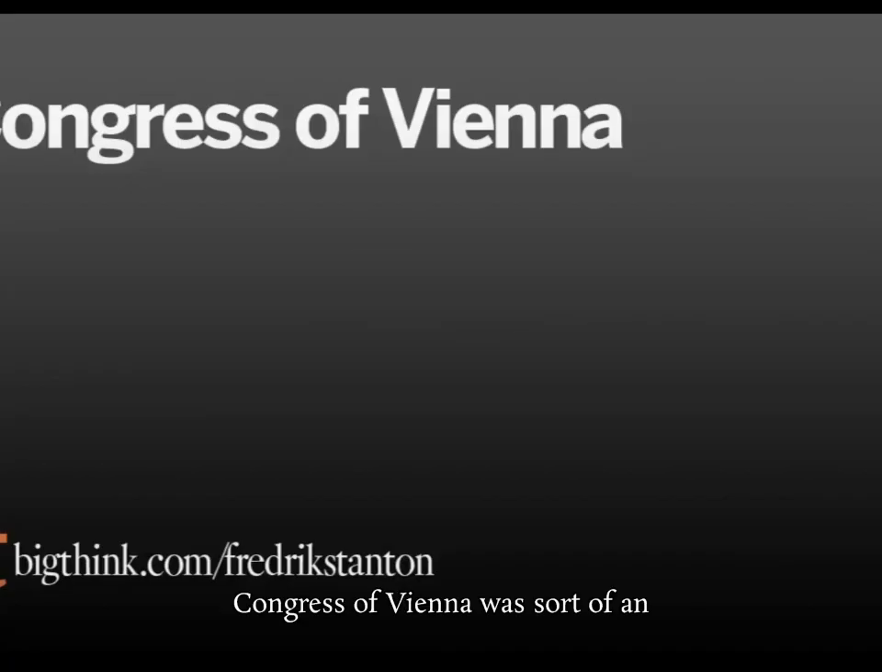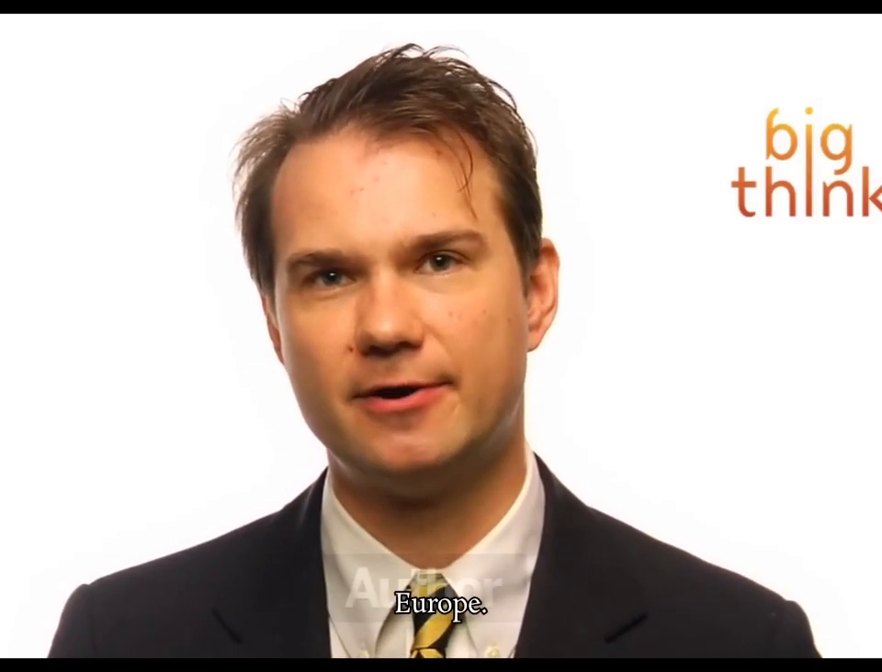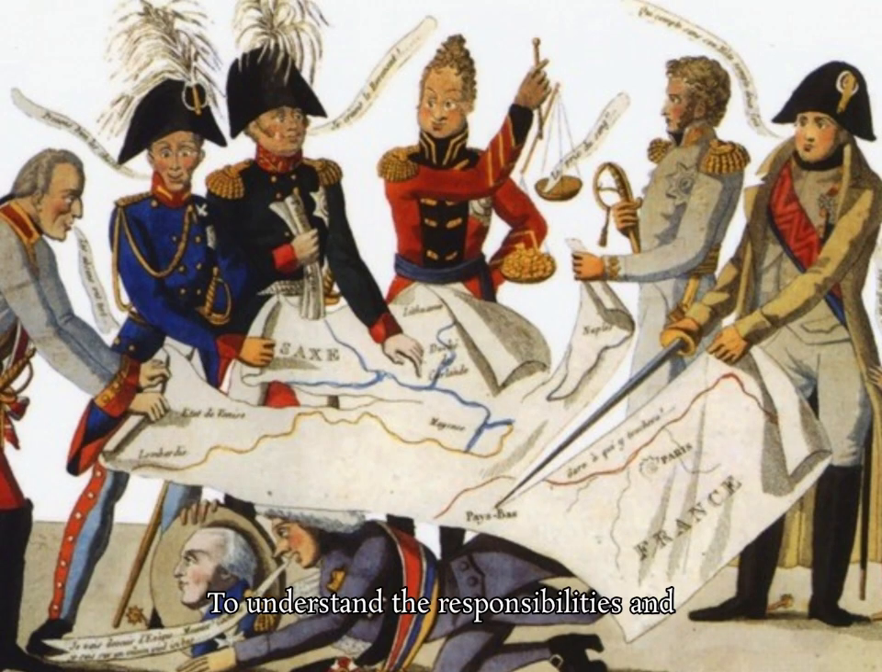Congress of Vienna was sort of an all-star negotiating event. It was the first major get-together of all of the heads of Europe. To understand the responsibilities and negotiations of the Congress, it becomes important to know why diplomacy was necessary in an era of war.